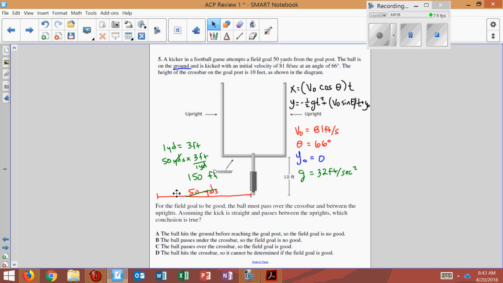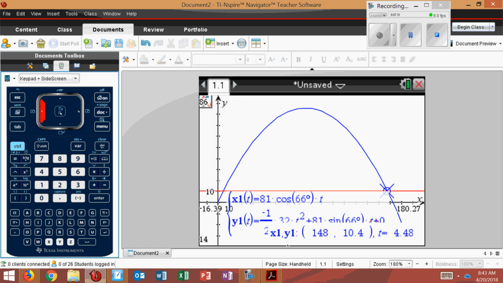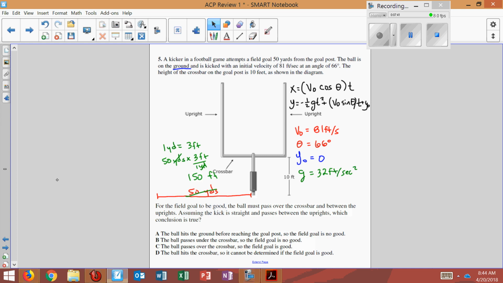So when the ball has traveled 148 feet, it's right at that height, which means we need to go 2 more feet to see what happens. When it's at 2 more feet, we now find out that the ball is 6.16 feet in the air, 150 feet away, which means this ball is not going to go through it. It's actually going to pass underneath. D would be the correct answer here.